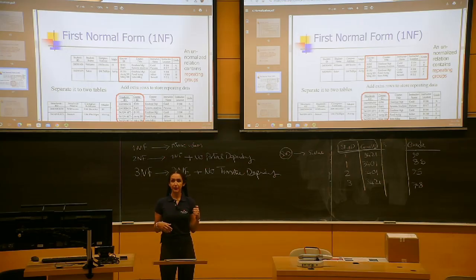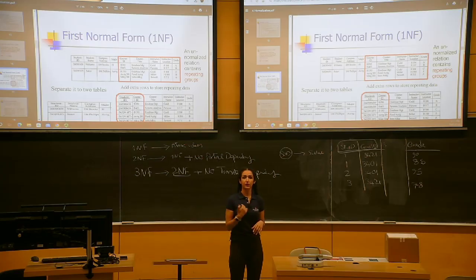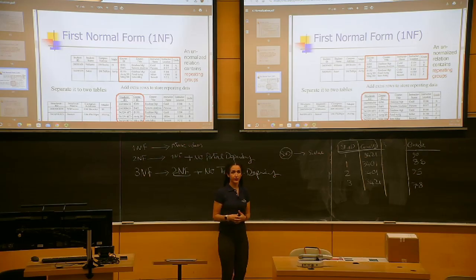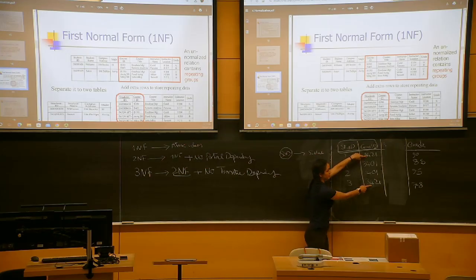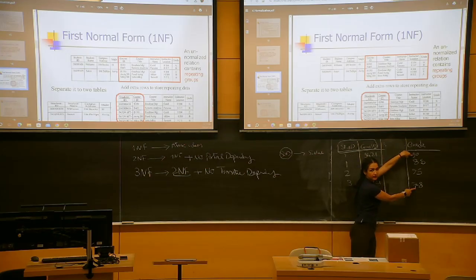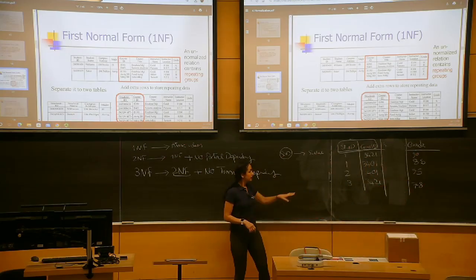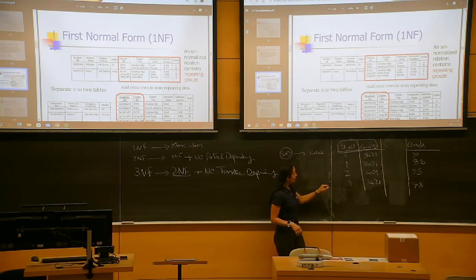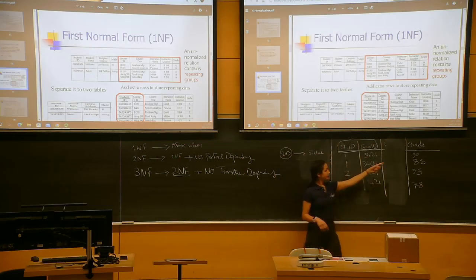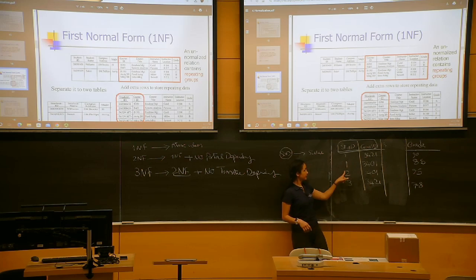Now let's say why there is no partial dependency here. Grade is not dependent on course ID alone, right? And grade is not dependent on the student ID alone. Because if I give you a course ID, let's say 3421, can you uniquely identify a grade? No. One is 90, one is 78, so it doesn't uniquely identify it. Now, having a student ID, can we uniquely identify the grade? Again, no. The same student can have different grades for different courses.